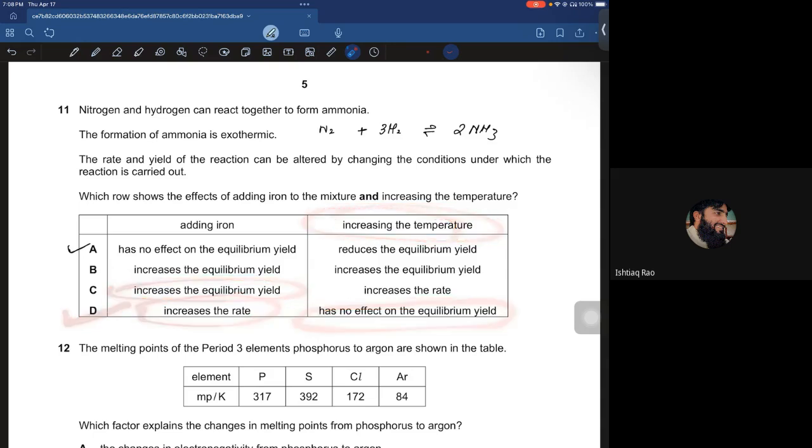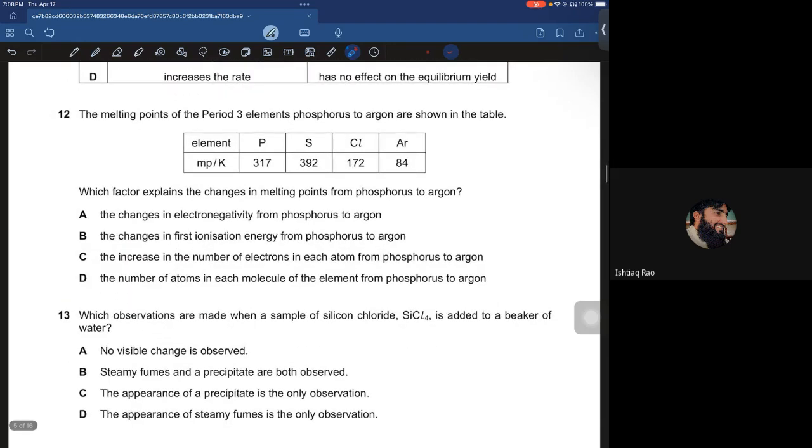Question 12 says the melting points of the period three elements, phosphorus to argon, are shown in the table.